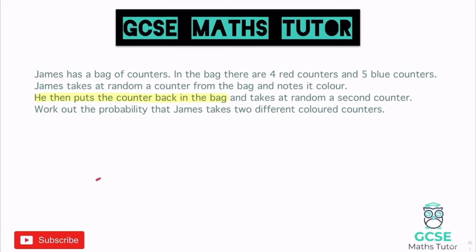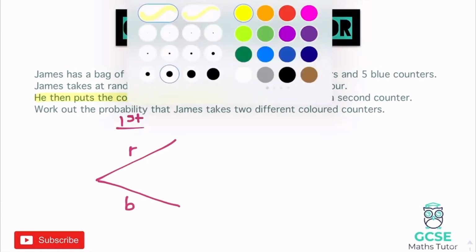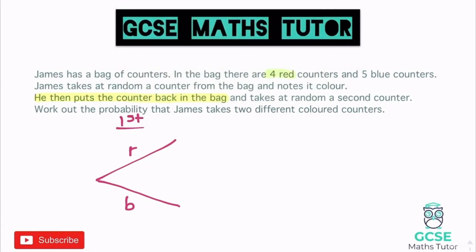If we draw a little tree here, we're going to draw 2 branches that represent red and blue. Okay, and that is going to be representing our first pick of the counters there. I'm going to label this part of the tree, so that's the first time we take a counter. Now let's write the probabilities in. Looking over there, we've got 4 red and 5 blue. So in total there we've got 9 counters. You can do that working out to the side if you want. 4 plus 5 equals 9.